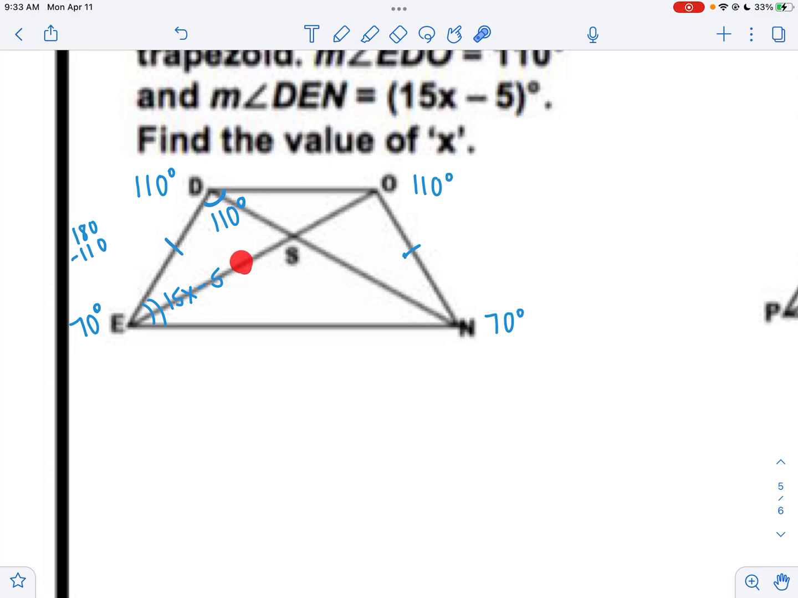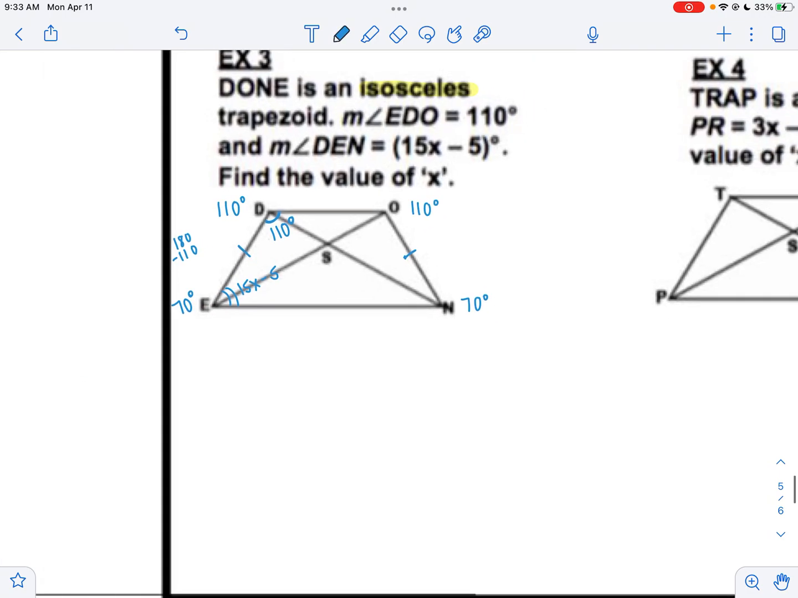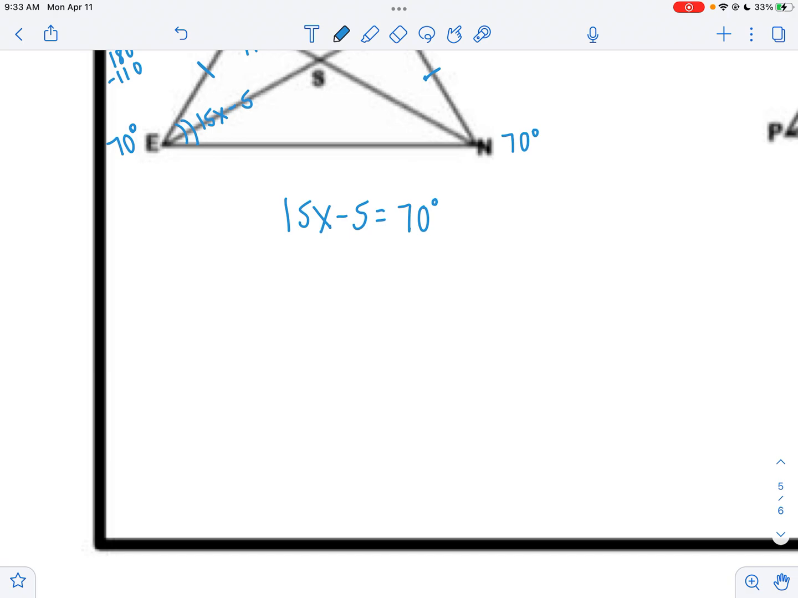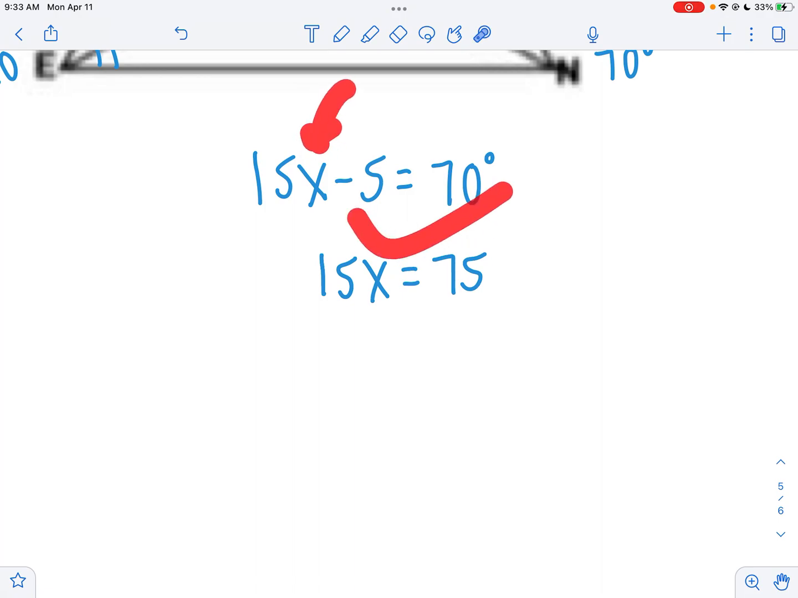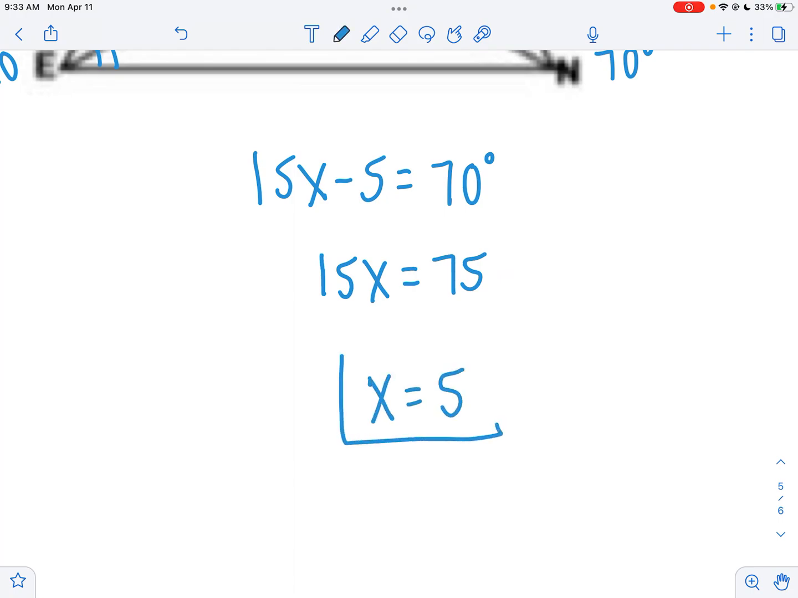So if I'm going to solve for x, I know 15x minus 5. Well, we just figured out that angle E is 70. So I'm going to say that 15x minus 5 equals 70. And that allows me to solve for x. I'm going to give you just a minute to see if you can solve that on your own. So I would start by adding the 5. Remember, we're trying to get x by itself, so I'm going to move everything else away. So if I add 5, 70 and 5 makes 75. Divide both sides by 15, which would make x equal 5.